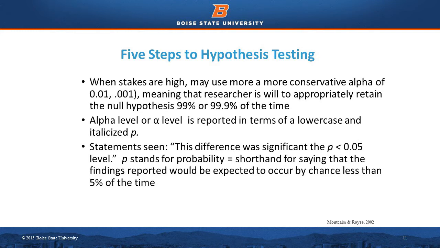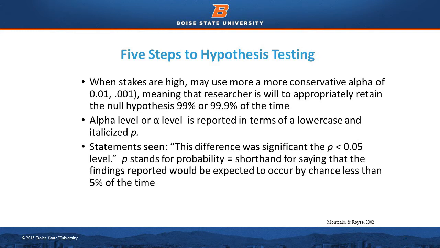Our SPSS software usually sets the alpha level at 0.05. However, we have the option to change the alpha level. However, when the stakes are high, we might use a more conservative alpha.